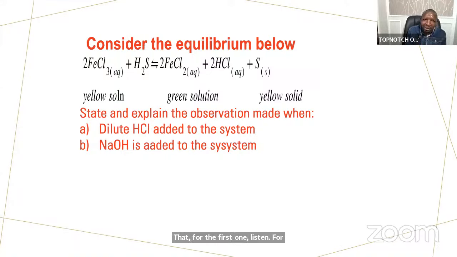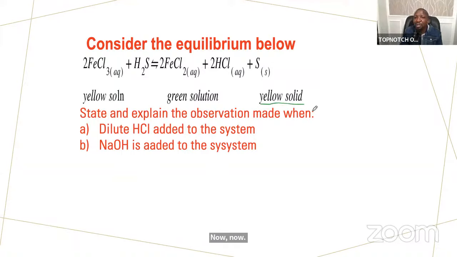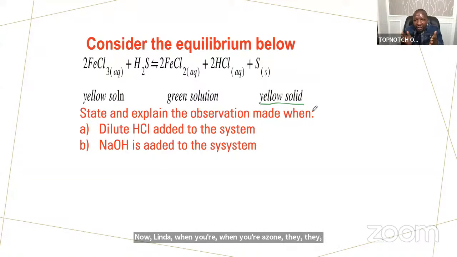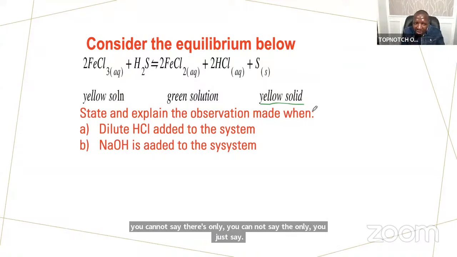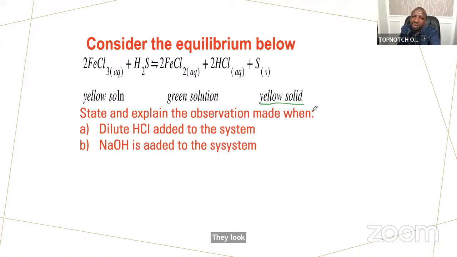For dilute HCl, you are going to say, when you add dilute HCl, the yellow color intensifies, and more of the yellow solid dissolves. See, when you are shifting, there's also the yellow solid here. When you have a solid, you cannot say the solid intensifies. You just say more of the yellow solid dissolves. That's also the other observation: the yellow color intensifies, and we also have a yellow solid, so more of the yellow solid will dissolve. Are we together?